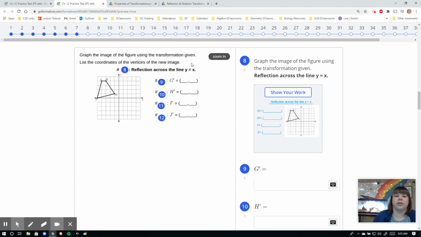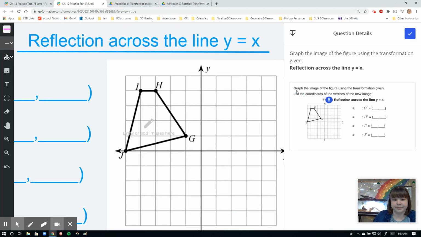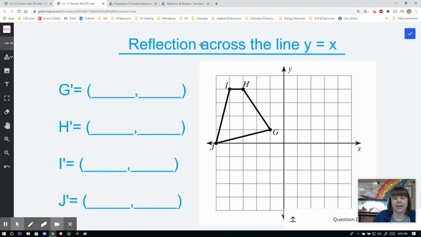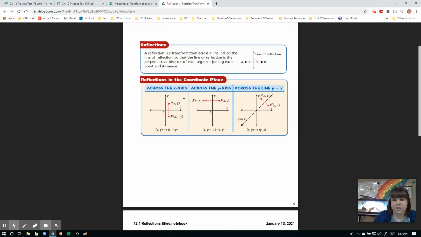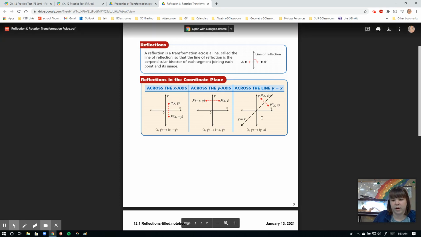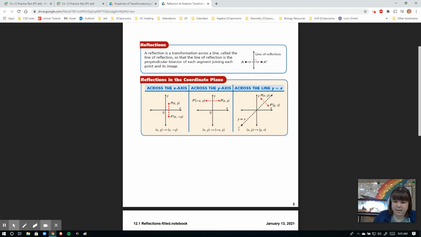It says graph the image of the figure using the transformation given, list the coordinates of the vertices of the new image. So we're going to be doing a reflection across the line y equals x. So I'm going to go ahead and click show your work, close this, and then I need to look up how am I going to do a reflection across the line y equals x. So I'm going to go back into this document and go back up, and here's the rules for reflections. So here's for across the x-axis, here's for across the y-axis, but we're going to use the one where we need to do across the line y equals x. So we're going to take x, y, and we're just going to flip them, swap them to y comma x.